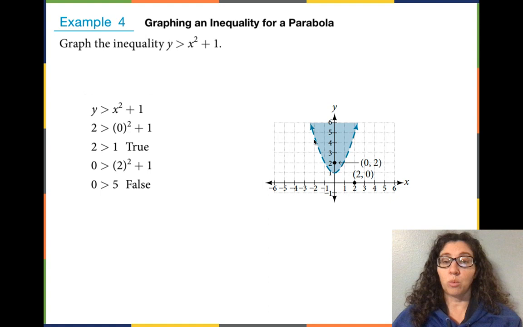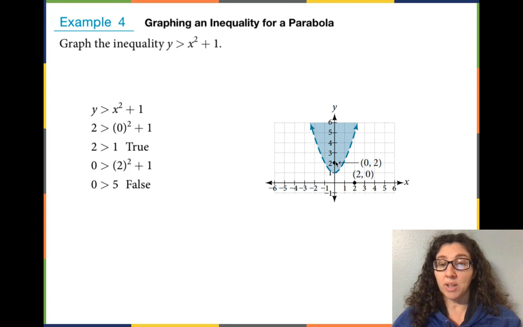So we would graph that parabola, right? We could put in 1 or 2 points to make it as close to accurate as we can make it. It's going to be a dotted line, because it just has a greater than inequality. And now we choose the point.